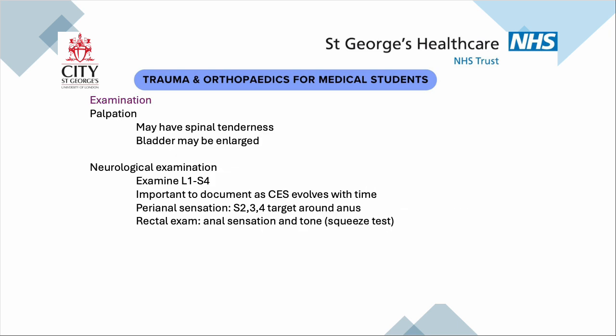On examination, there may be spinal tenderness if it's a spinal problem. And they may have an enlarged bladder, but this is often hard to pick up. Your neurological examination is going to be from L1 all the way down to S4, and it's very important to document everything that you find, positive and negative, because this often is an evolving problem. You must check perianal sensation, and there's an S2-3-4 target around the anus, so check that both sides.